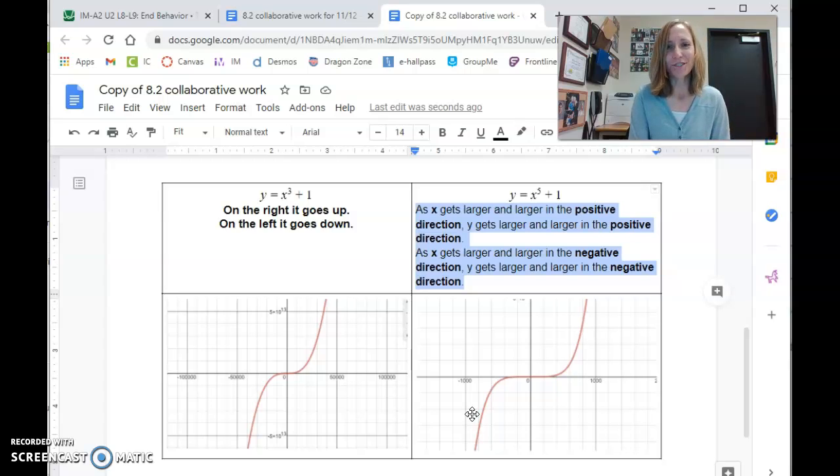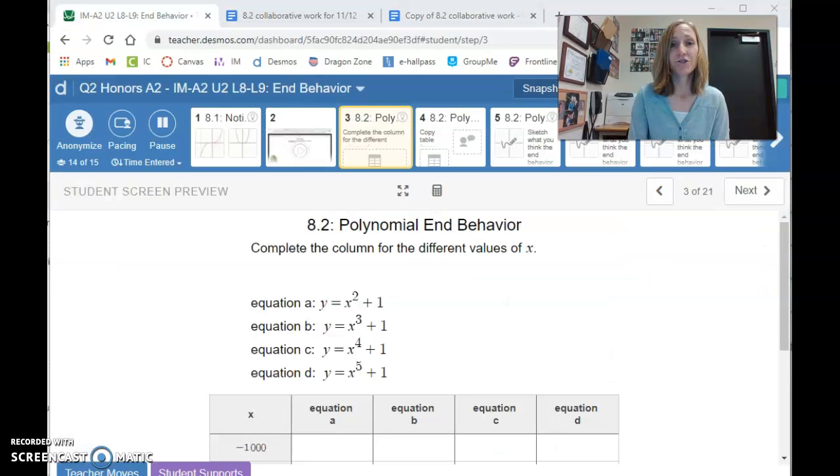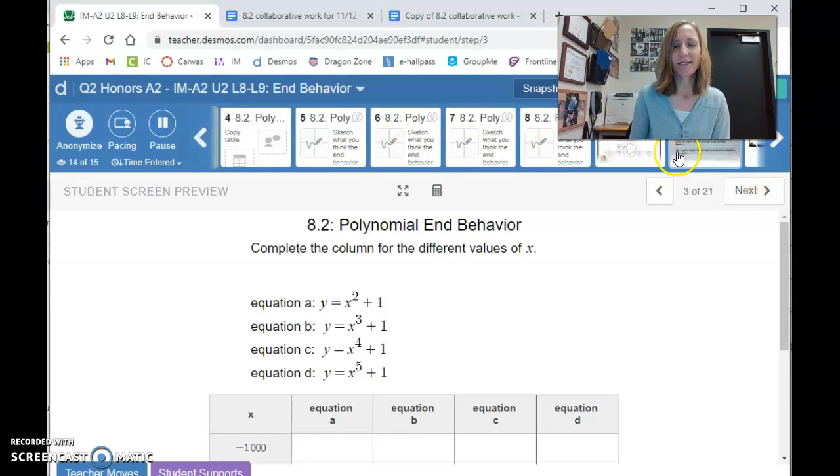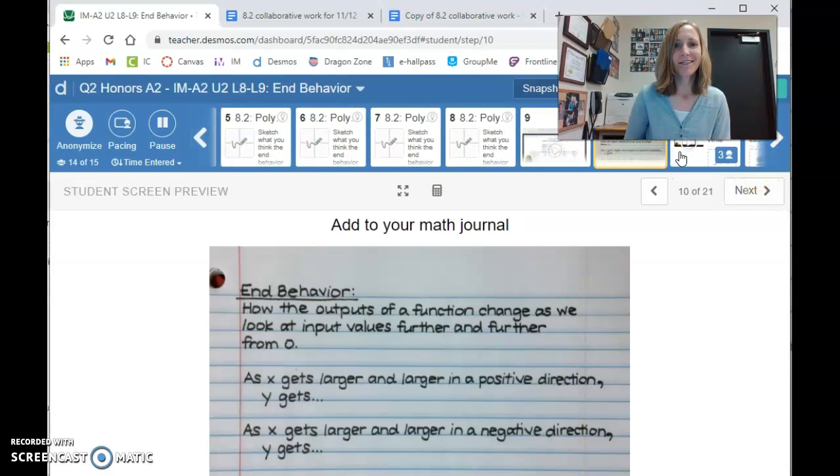So that is our goal today as we work through our Desmos activity, that we can start to identify end behavior and be able to predict what graphs will look like. So you should be able to use this video to help you quickly move through slides 3 through 9 so that you can move on to slide 10 and add in your math journal these notes that we were looking at and then move on from there to finish up this Desmos activity.